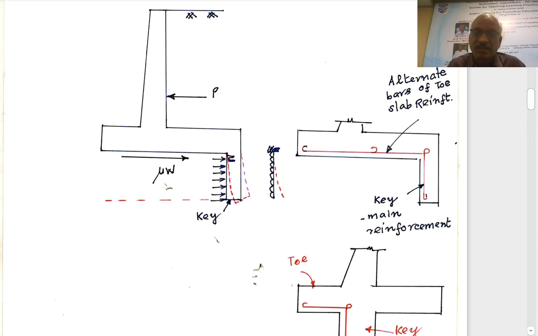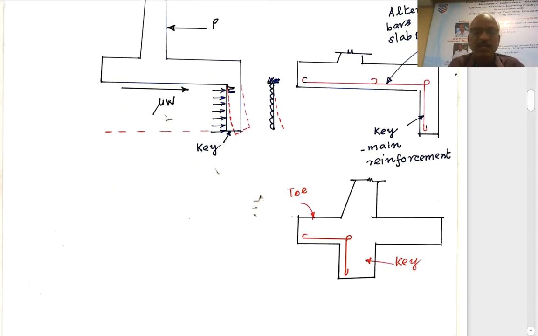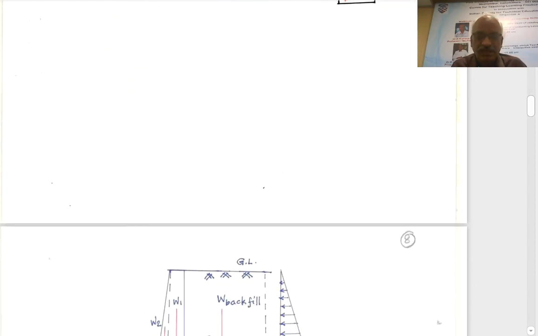So generally the key slab can be provided either at the end of the heel slab or directly below the stem as shown in the next sketch. That will require nominal reinforcement only. Either we can extend alternate bars of the toe slab. Because the toe slab reinforcement will be stopped a little to the right of the stem, alternate bars can be extended and bent down to form the reinforcement for the key slab. So these things are already known to us.